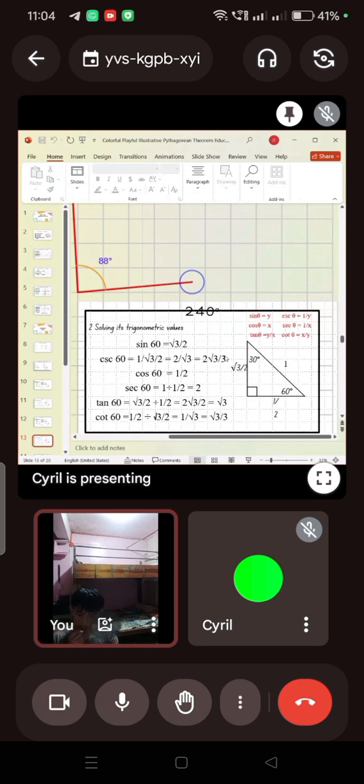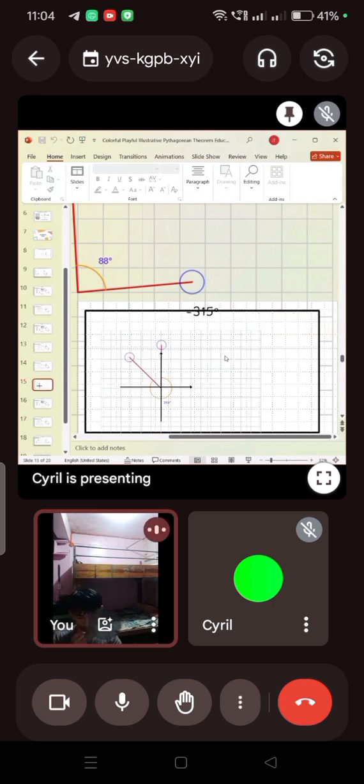So let's move on to the negative 315 degrees angle. In this picture, you can see that the angle is turned clockwise. So an angle of negative 315 degrees is equivalent to 45 degrees, since adding a full rotation gives negative 315 degrees plus 360 degrees, 45 degrees. The reference angle is 45 and it's in the first quadrant.